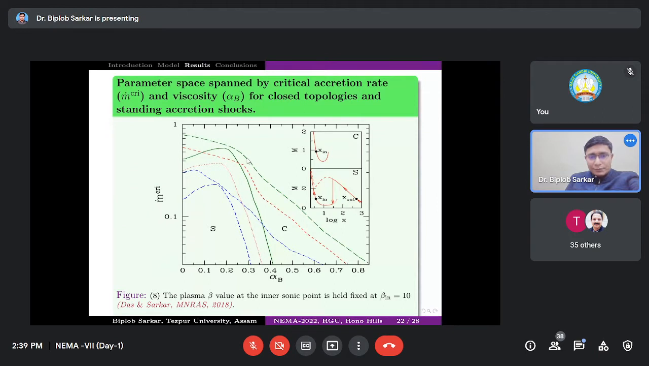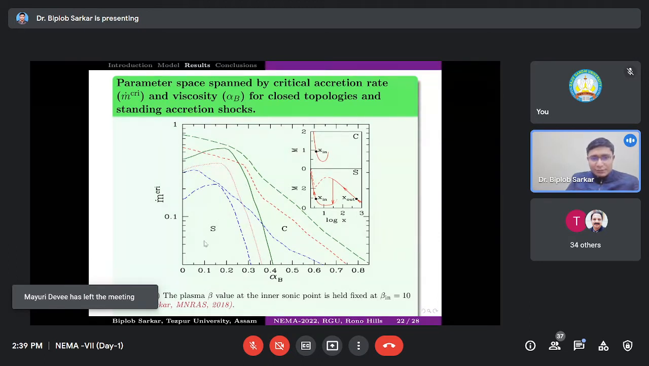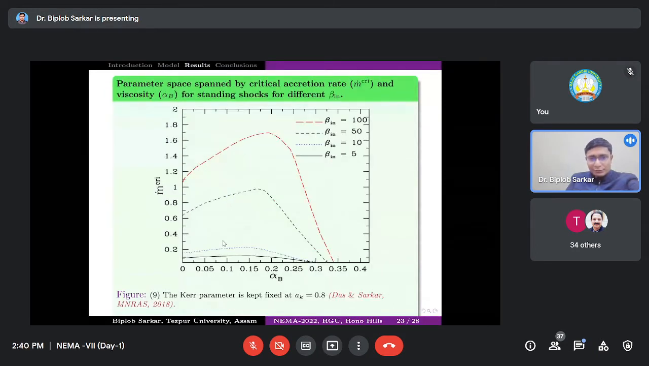Here in this particular plot, C represents closed accretion topologies. The region of C consists of standing as well as oscillating shocks, and the S here corresponds to the standing shock solutions. We have chosen here three different curve parameters. As the curve parameter is increasing, the parameter space of standing shock is decreasing. I think I don't have much time, so let me quickly show the other results.